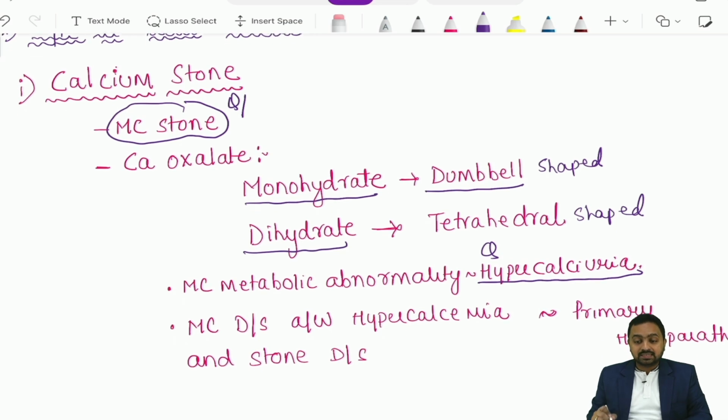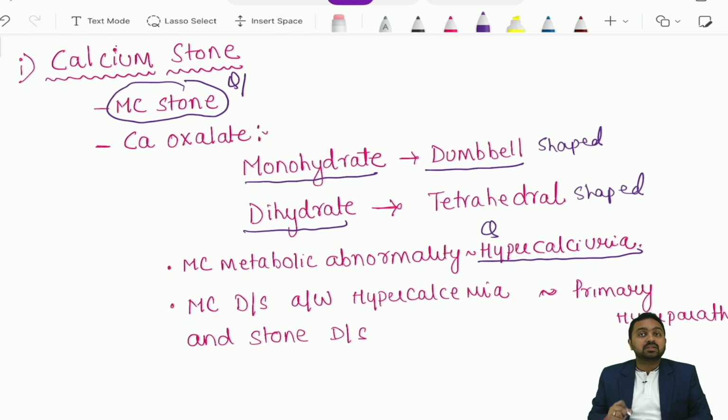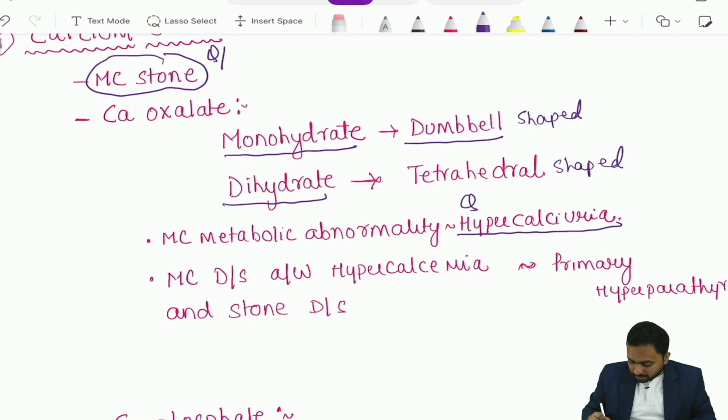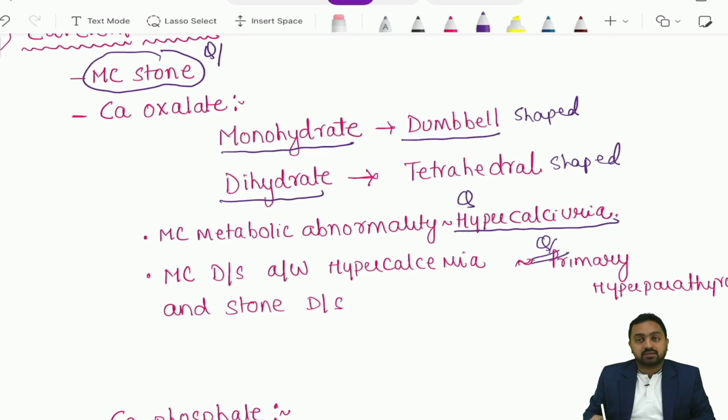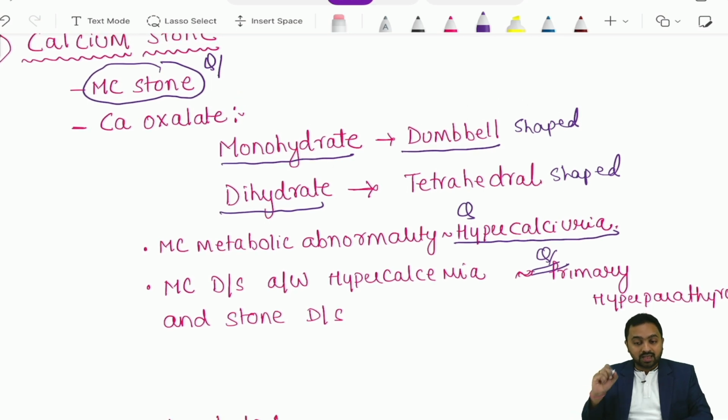Now, the most common metabolic abnormality associated with renal stone is hypercalciuria, and the most common disease associated with hypercalcemia and stone disease is primary hyperparathyroidism. So, these are important one-liners which you should not miss before going for any exam. Your most common stone is calcium stone, the most common metabolic abnormality is hypercalciuria, and the most common disease associated with hypercalcemia and stone disease is primary hyperparathyroidism.